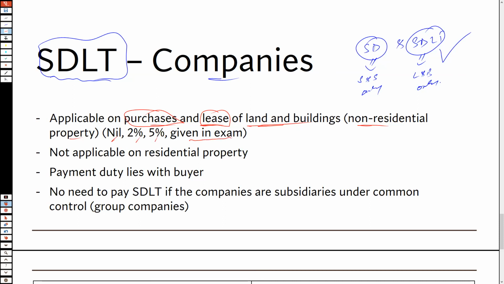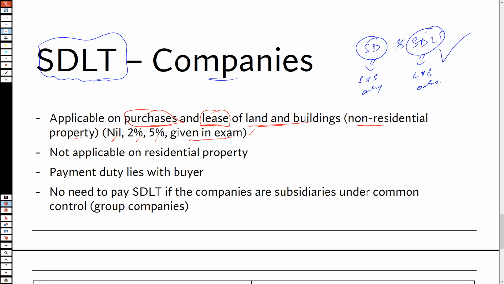The relevant information is given in tax rates and allowances, and you are able to get the information while sitting in an exam, and you can open your tax rates and allowances. So the relevant limits are given in the exam. To some extent, stamp duty land tax is not applicable. Afterwards, it is applicable at 2%, then afterwards at 5%. And this information is given in the exam.